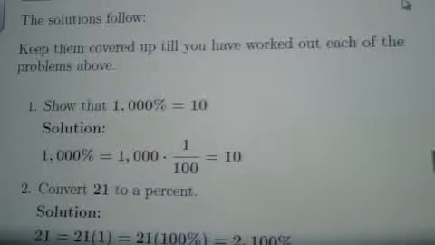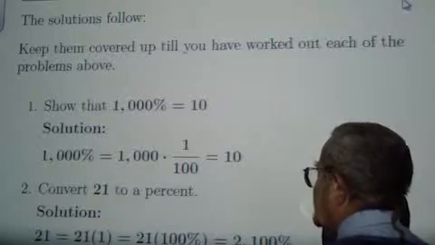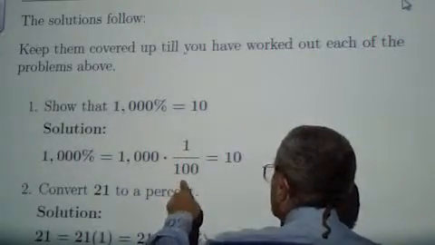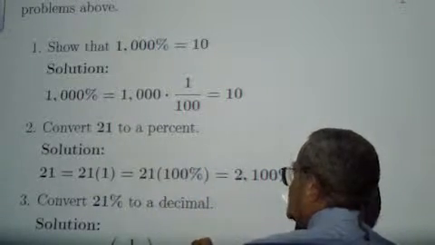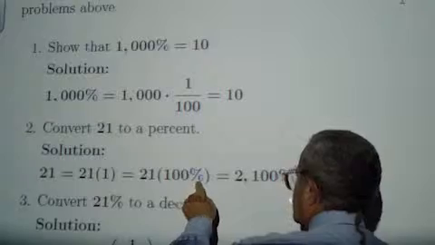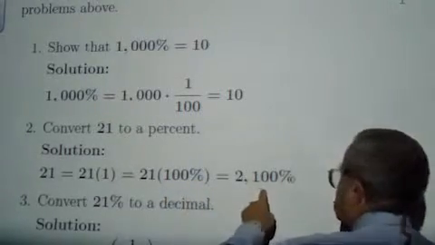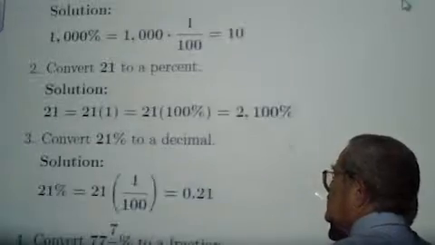Okay, solutions to chapter 20. We wanted to show that 1000% was 10. 1000 times 1 over 100 is indeed 10. We wanted to convert 21 to a percent, so 21 times 1, we get the percent sign in, and that's 2100%.